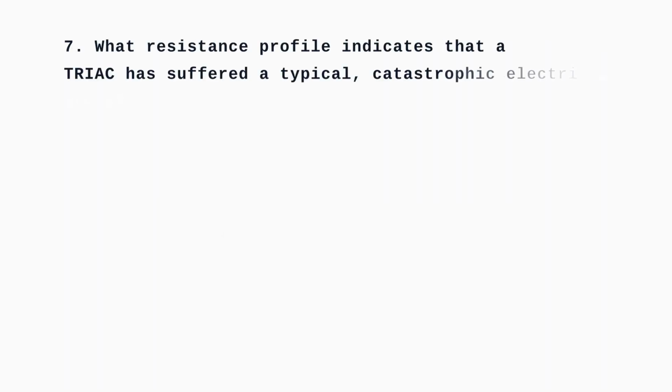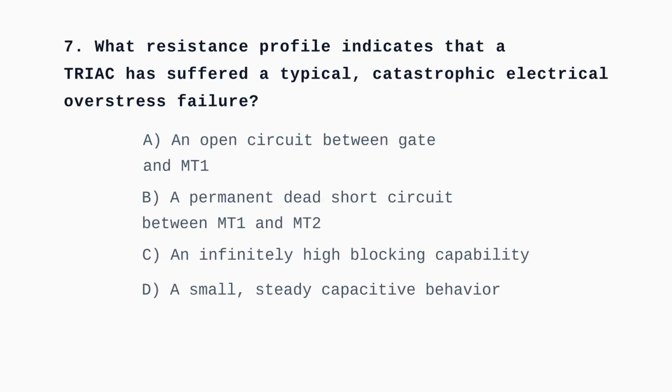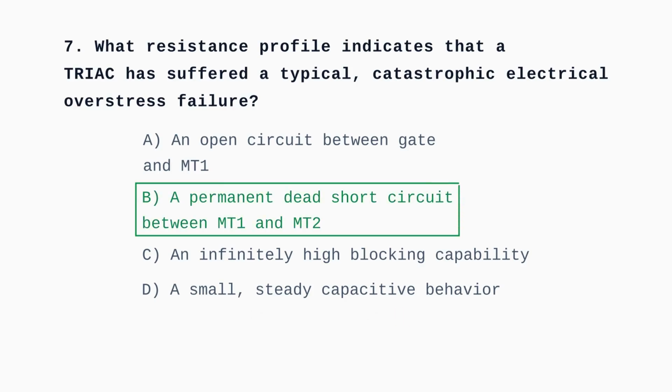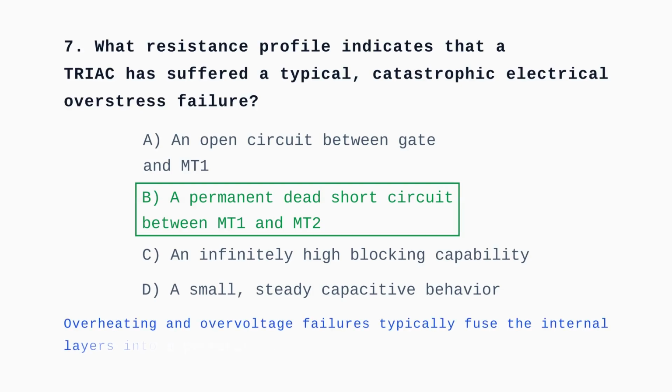Question 7. What resistance profile indicates that a Triac has suffered a typical, catastrophic electrical overstress failure? When localized heat or overvoltage punch through the thin silicon wafers, the structural layers melt and fuse together, leaving a permanent short circuit between the main terminals.